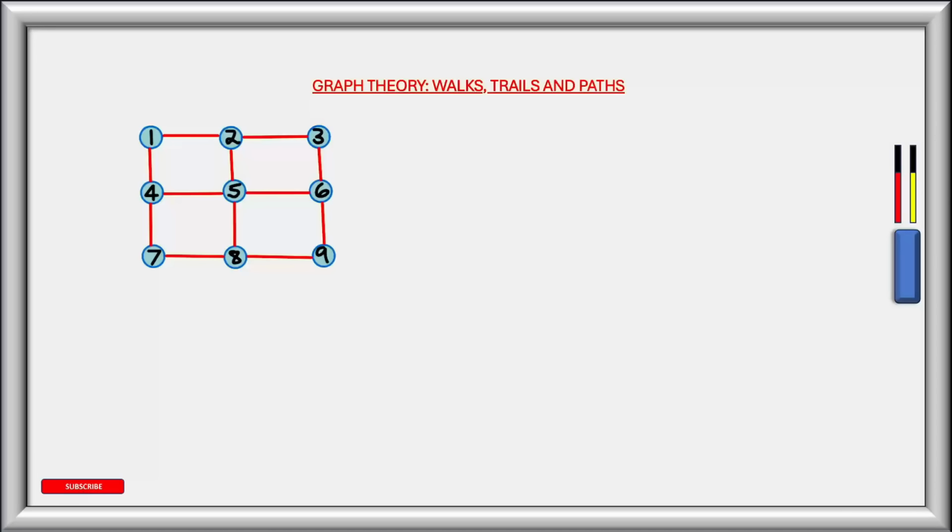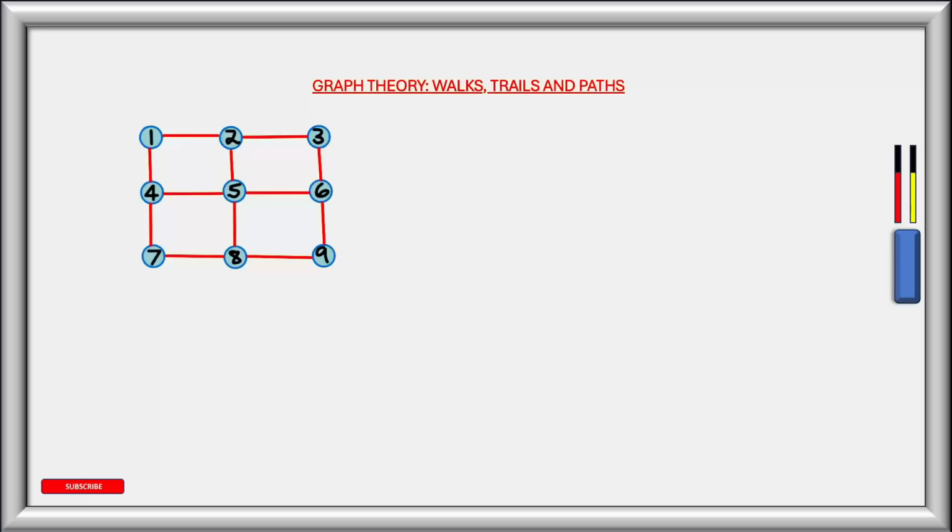Let's look at this graph. We have 9 vertices labelled 1 to 9, and they are joined up in a grid formation with 12 edges. And so in this formation, what is the maximum number of vertices you can visit in a single path? And for the second question, if we stay on the same graph, what is the maximum number of unique edges you can travel in a single trail? If you'd like to play along, pause the video now.